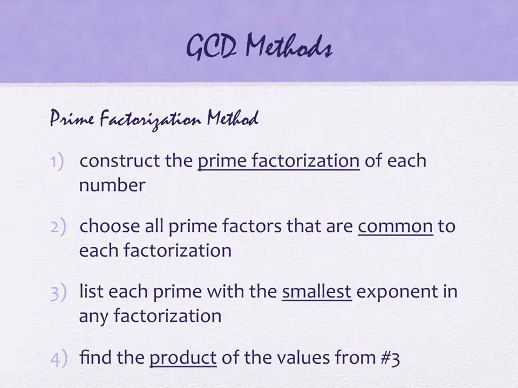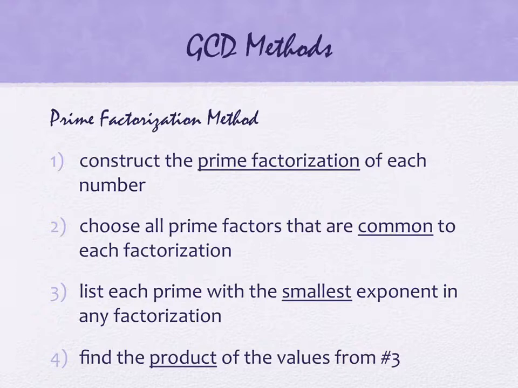The second thing you do is you look at what prime factors the two numbers have in common. Common. And then you look at the exponents that they have. So maybe both of them have a 2 in them, but one of them has 2 cubed and the other has 2 squared. So you look at the exponents, the squared and the cubed, and you pick the smallest exponent, and then you find the product of all the numbers. That's what you do at the end.